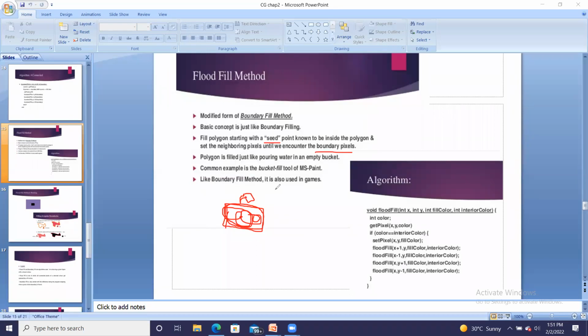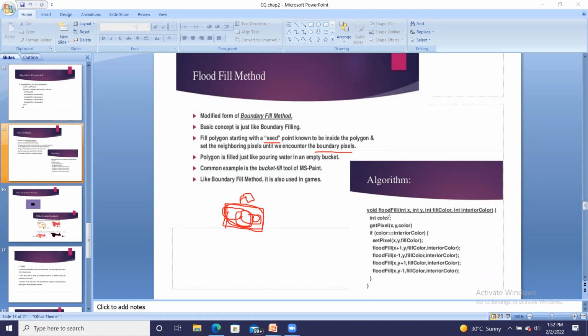Like the boundary fill method, this is also used in games. The main application is that in games we use this flood fill method. So what is the difference between the algorithm that we will see now? Here also we have 4 parameters: X, Y, fill color and interior color. Earlier we had the boundary and interior color, so 2 things were there. Instead of the boundary, we use only the interior color here. So if the interior color is there, then only you have to fill the color.